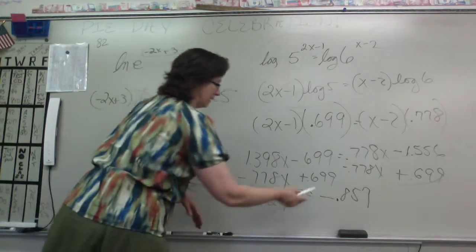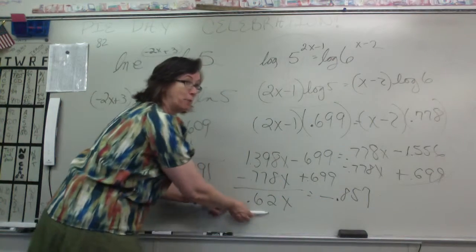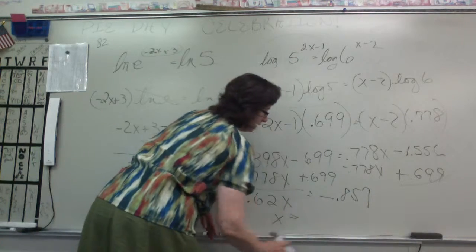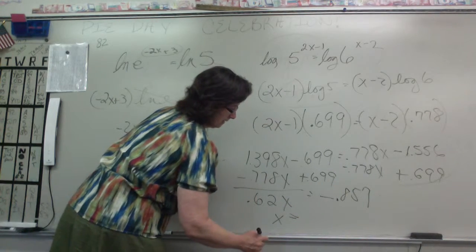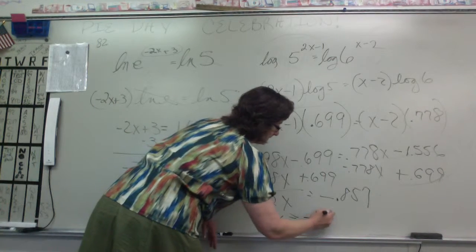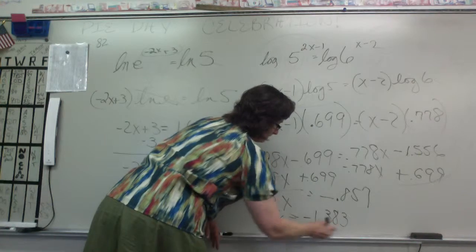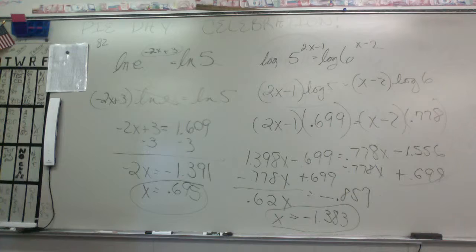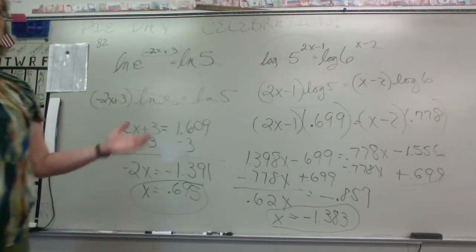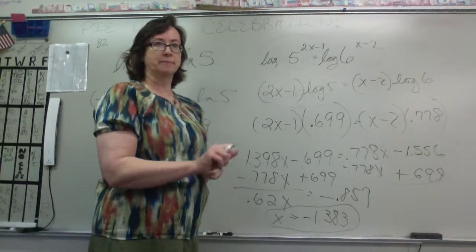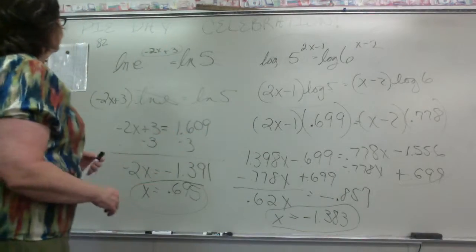So then I'm going to take my negative 0.857 and divide it by 0.62. Negative 1.383. And x should be equal to negative 1.383, and it is. Okay, so does everybody see how easy those are? They're tedious because you have to go to the calculator for every one, okay? But they're not really that difficult.